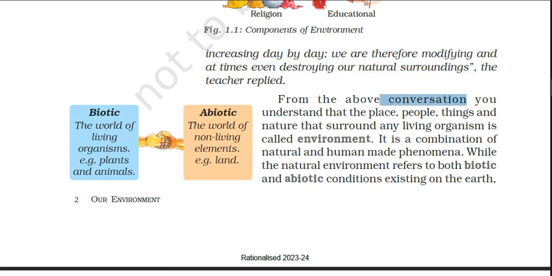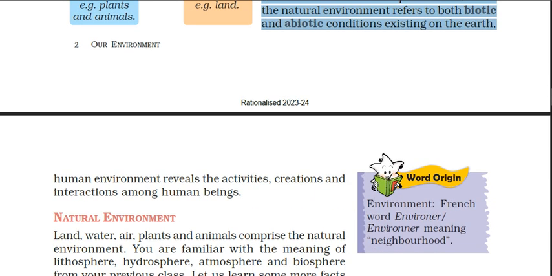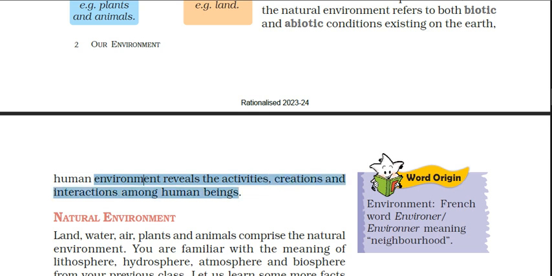From the above conversation, you understand that the place, people, things, and nature that surround any living organism is called environment. It is a combination of natural and human made phenomena, while the natural environment refers to both biotic and abiotic conditions existing on the earth. Human environment reveals the activities, creations, and interactions of human beings.